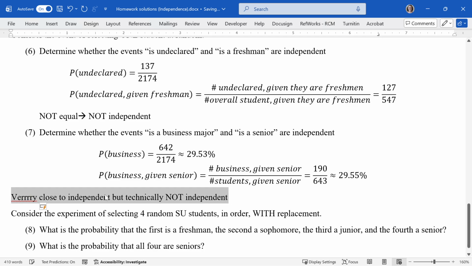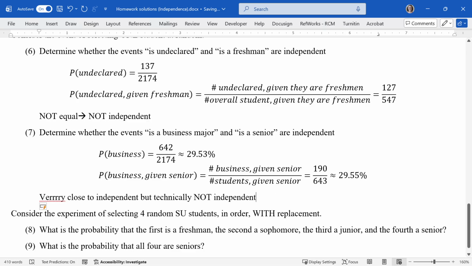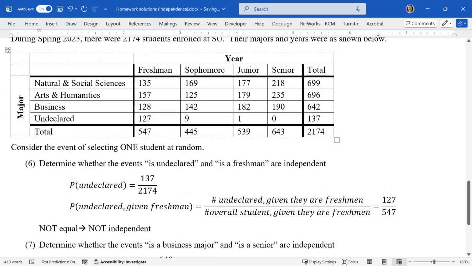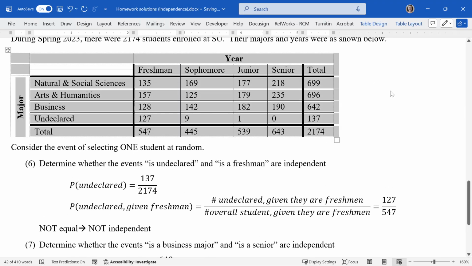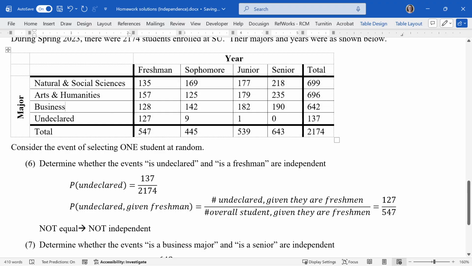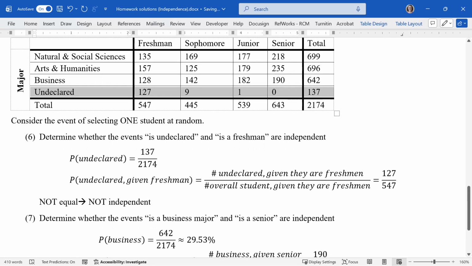Okay, so you guys can see there's some wiggle room for what is really meant by independence. If you're using data from the real world, you'll find almost nothing to be truly independent, but you can have things that are close to independent, which is kind of what we would expect. We wouldn't expect that your major depends on your year. I mean, that would be kind of strange, other than the whole undercleared thing, which is self-explanatory.